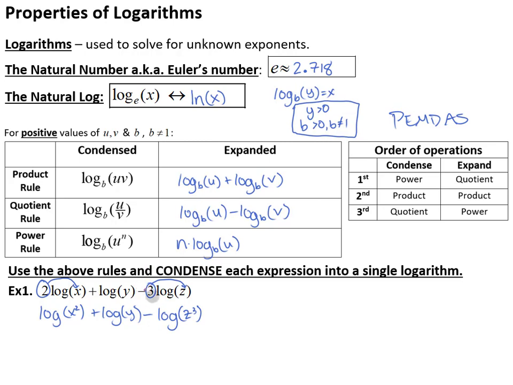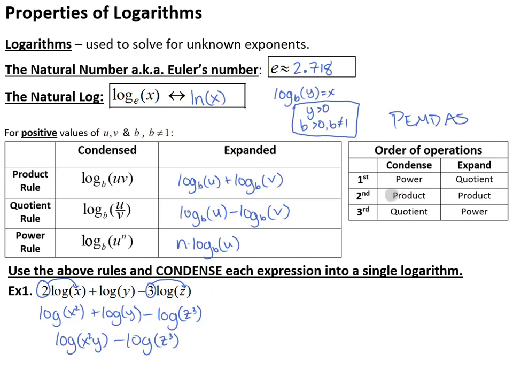Now you could have maybe brought that in as z to the negative third power, but I tend to want to stay away from negative exponents if I can. It's not technically wrong, but this is my preferred method. Okay, next we're going to do any product rule. So the product rule says if I have any logs being added, we can write them as a single log and multiply the values inside of them. So for instance, these two logs right here being added, we can write them as a single logarithm and multiply the two values inside. So x squared times y minus log of z cubed.